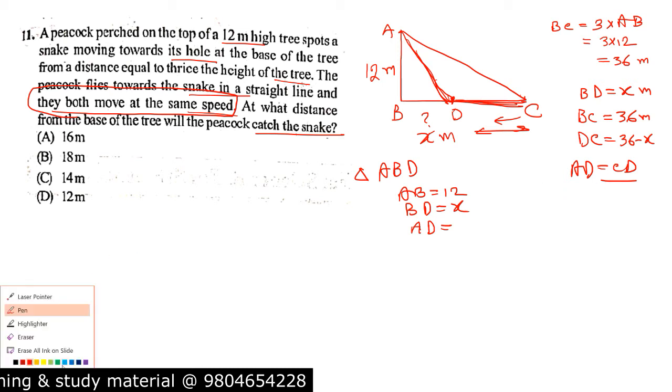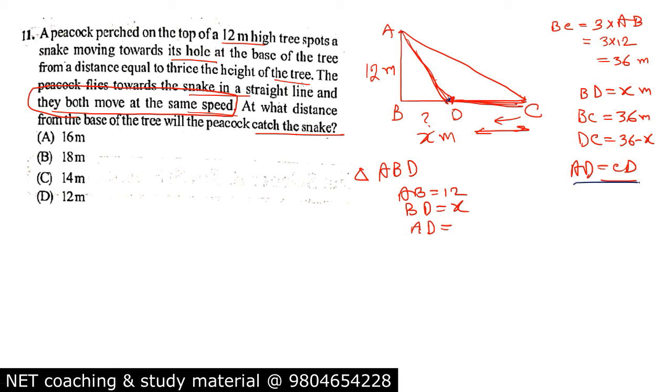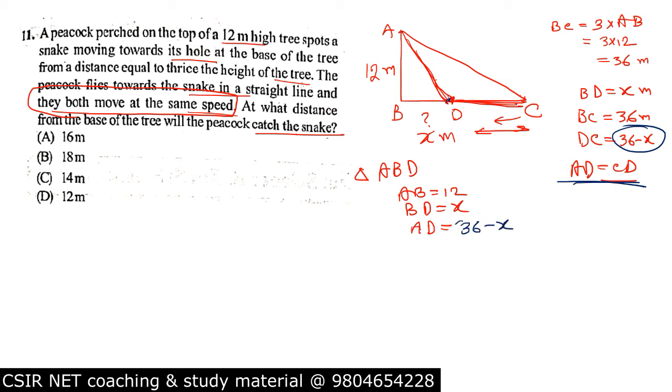Let us take a different color now. What we know is that the speed at which the peacock is flying from A towards D and the speed at which the snake is moving from C towards D are the same. So if the speeds are the same and they meet at this point D, then DC and AD are equal. AD equals CD. So CD was 36 minus X, so AD is also 36 minus X.